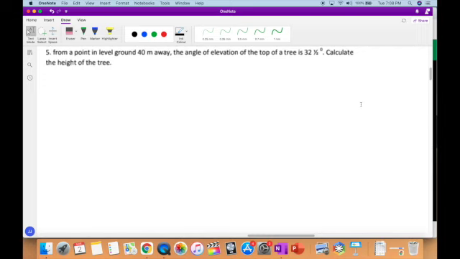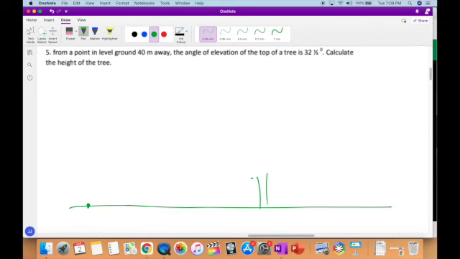So from a point on level ground, so I guess I'm on level ground here, and this is the point on level ground, 40 meters away, the angle of elevation to the top of a tree, so I have the tree here, right? And from here to the tree, on level ground, 40 meters, so this is 40 meters. And the angle of elevation to the top of the tree, so looking up from the ground here, is 32.5 degrees. Find the height of the tree.